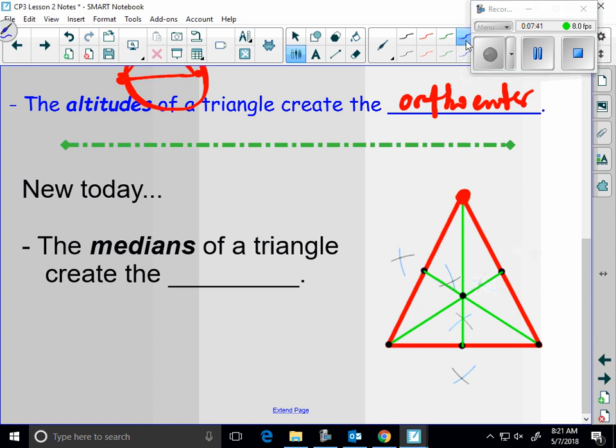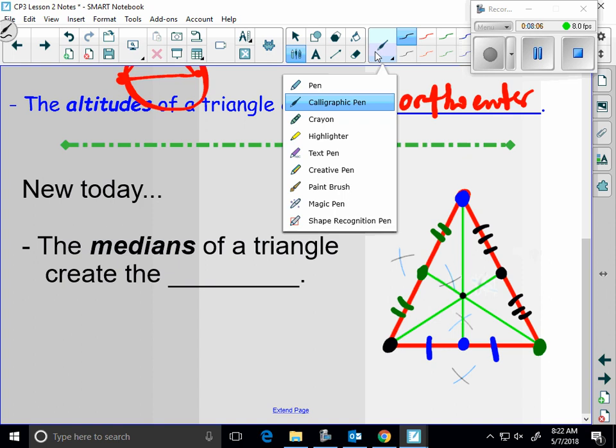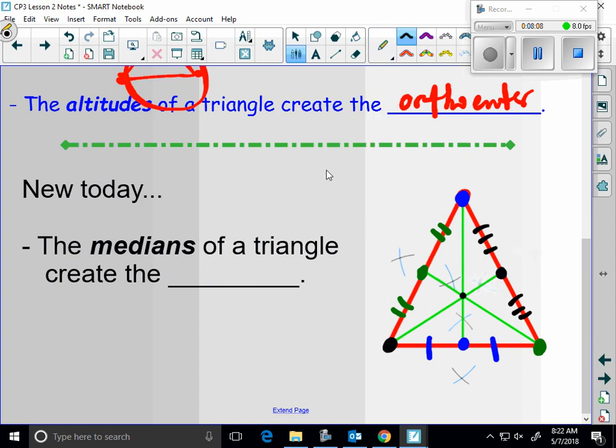The median goes from a vertex to the middle of the opposite side. Yep, pretty much. Goes from a vertex to the middle of the opposite side. So if I did that on all three corners, that forms the centroid. I don't want that. I want that. There we go. Center, or the vertex to the center of the opposite side. That point right there.